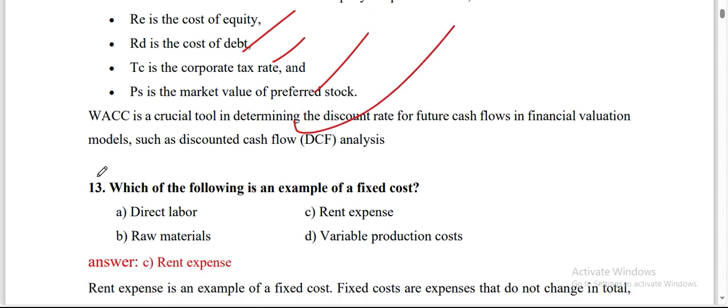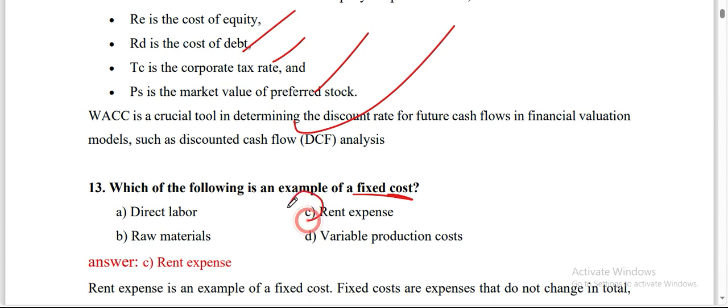Question 1. Which of the following is an example of fixed cost? There are different types of cost. From that, which is an example of fixed cost? A. Direct labor. B. Raw material. C. Rent expense. D. Variable production costs.